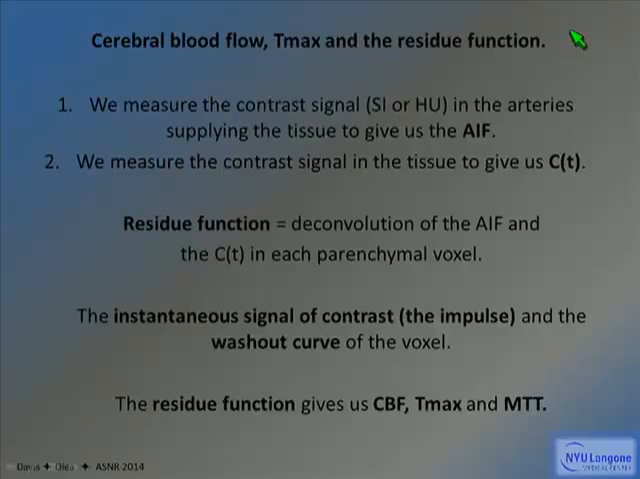So, cerebral blood flow, Tmax, and the residue function. We measure the signal intensity in the arteries, and that gives us the AIF, the arterial input function. We measure the contrast signal in the tissue, and that gives us the tissue concentration curve. The residue function is the deconvolution of the AIF and the tissue concentration. It is the instantaneous signal of contrast, otherwise known as the impulse, and the washout curve of that voxel. The residue function gives us the CBF, Tmax, and the mean transit time.